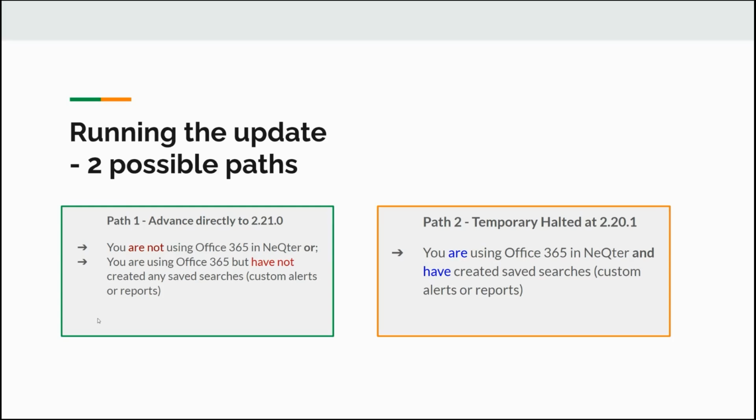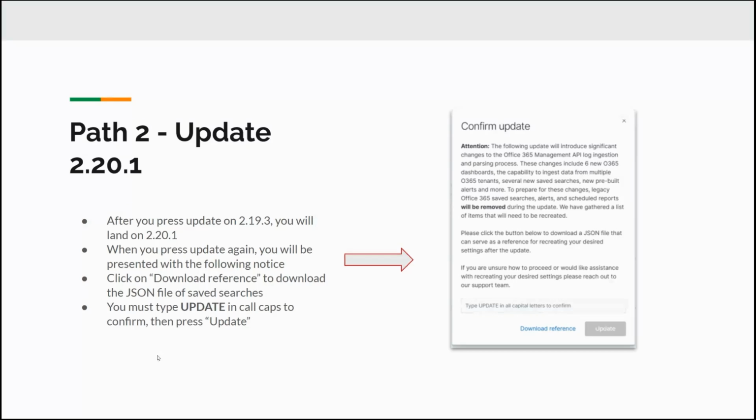So path two is there's going to be an in-between middleman update of 220.1 where, yes, you are using 365 and you, yes, have created saved searches, which either you are opening up in Discover and utilizing, or perhaps you're using them in custom alerts or reports. So with path two, because path one is easy, just goes right to the latest and greatest, path two is going to have this in-between form come up.